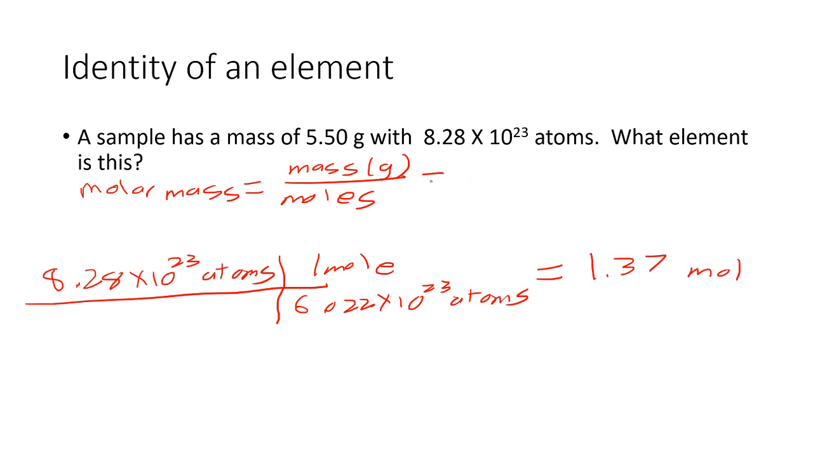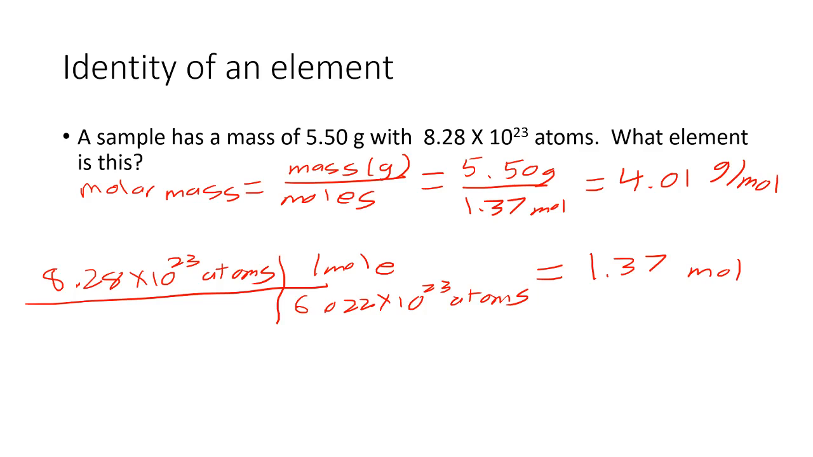Now I can plug both these numbers in here. My sample has 5.50 grams, and I've got 1.37 moles of the sample. When I do that, I'm going to get the molar mass is 4.01 grams per mole. As a reminder, you're not done with your question if you stop here, so make sure that you actually finish the problem, which is to identify the element.